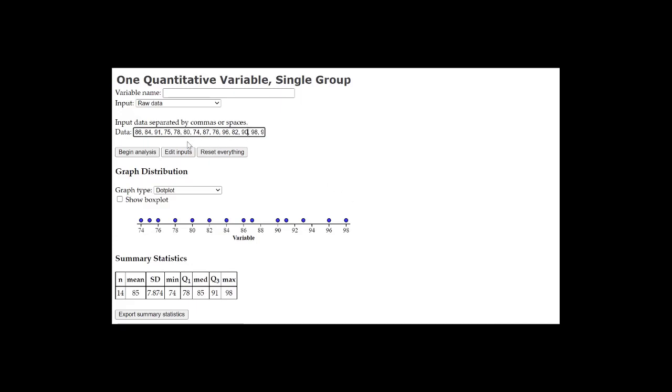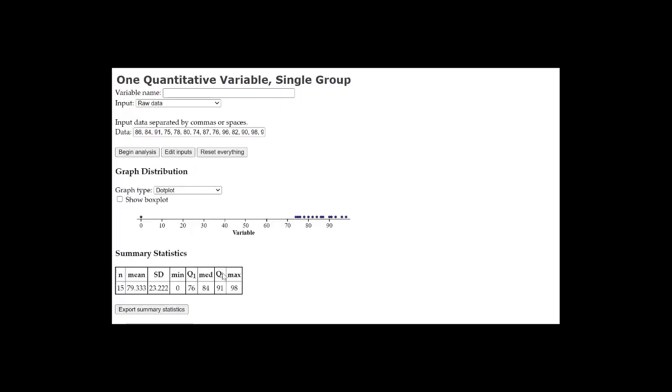receives a 0. So what I'm going to do is edit the inputs right here and put in a comma and a 0. Begin analysis, and you can see that the new mean is 79.33. What's going on is this dot is skewing all this data. The median moved a little, from 85 to 84, but the mean got pulled down all the way to here by that 0.